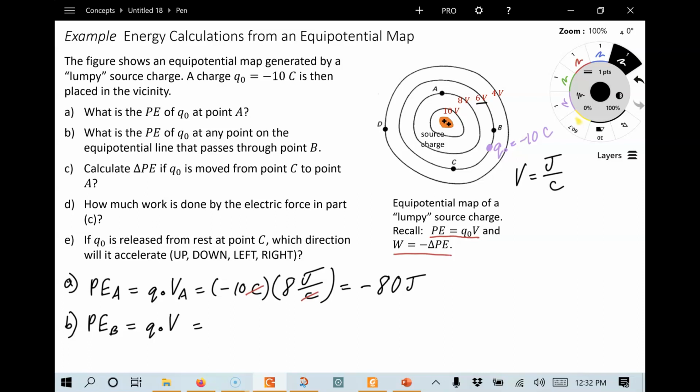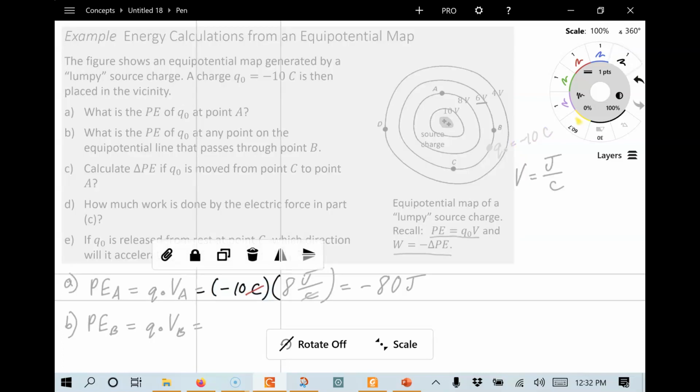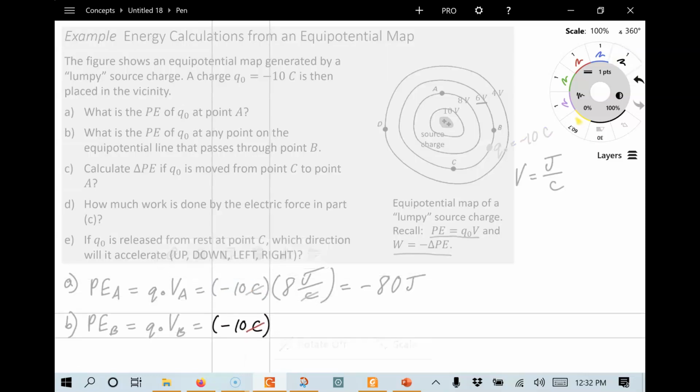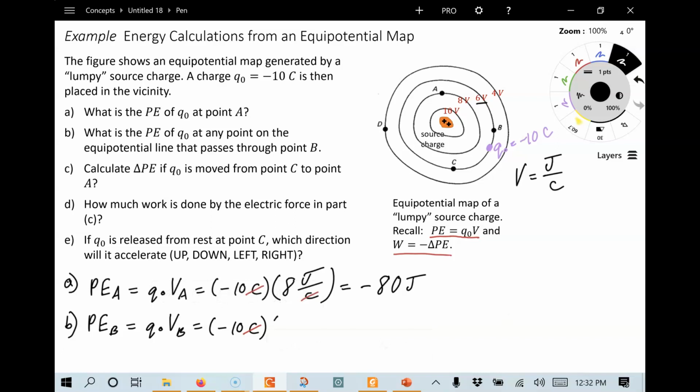We are on the B equipotential line, so we're going to have 6 joules per coulomb at that location. Of course, we cancel those coulombs out, and we're going to have minus 60 joules of potential energy at that position.